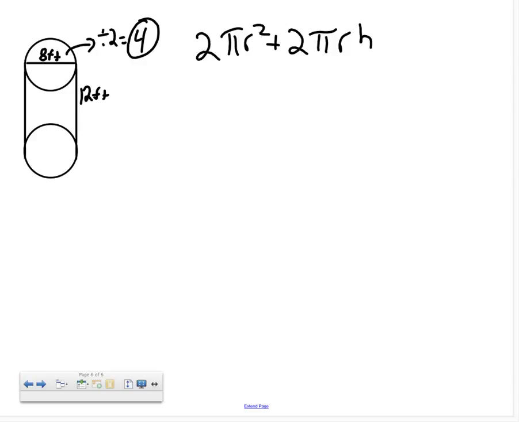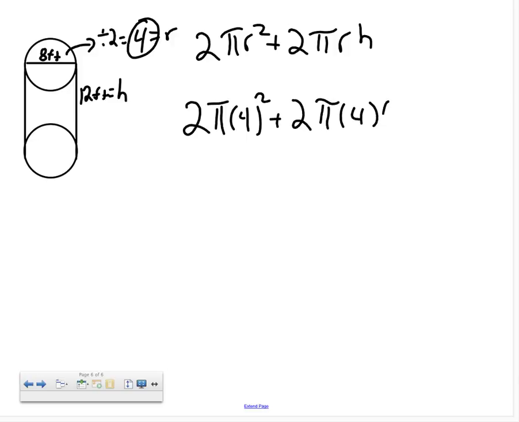So I'm just going to go ahead and plug this number in for R. This is still my height. So it's going to go like this. 2 pi 4 squared plus 2 pi 4 times 12. It's what we call a plug and chug problem. You take your numbers, you plug them in, you get out your answer. Now I'll be using the pi key for my calculations here, so if you're using 3.14 as an estimate rather than the pi key, your answer might be slightly different, but should be roughly in the same ballpark.